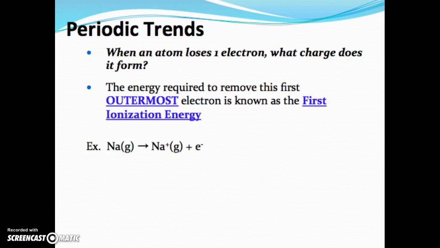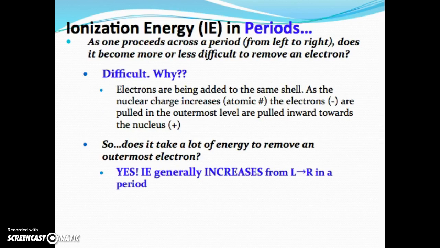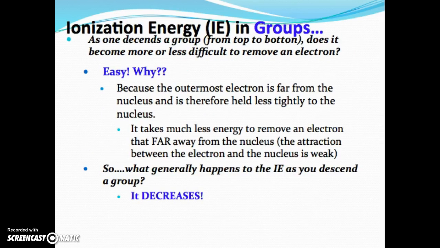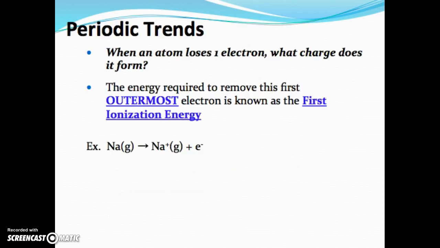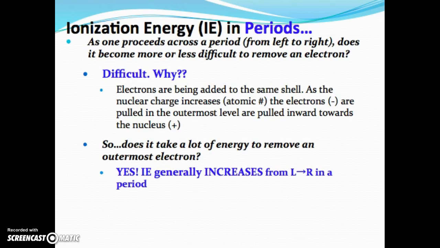When an atom loses one electron, it's going to form a positive one charge. And we know that the amount of energy it takes to remove this first electron is called the first ionization energy. If I was to ask about removing the second electron, we would call that the second ionization energy, and so on and so forth. So let's talk about what's happening.